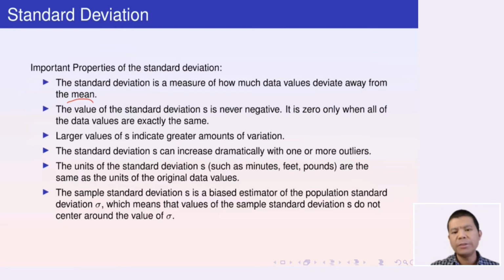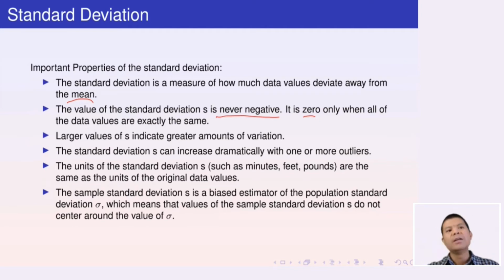Second, the value of the standard deviation is never negative, because it's a square root. So how can it be negative? It is 0 only when all the data values are exactly the same. When all the values are exactly the same, there's no variation among them, so the standard deviation is 0.